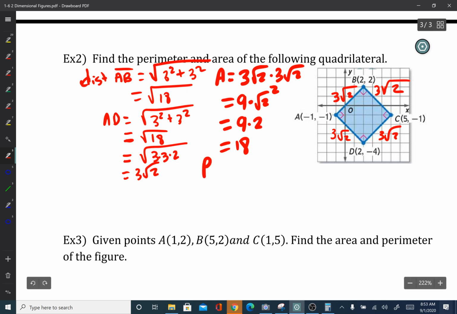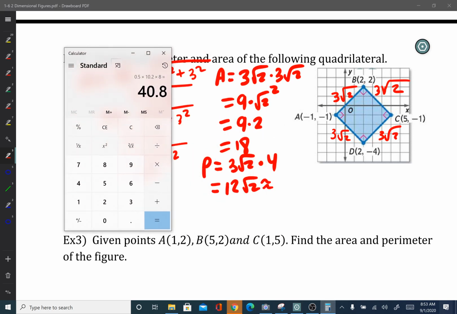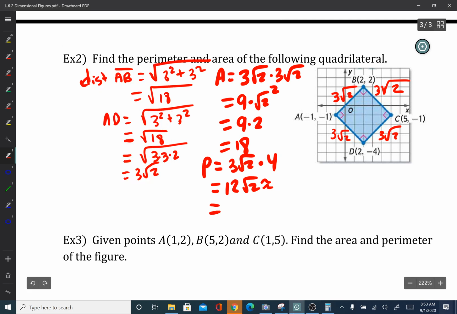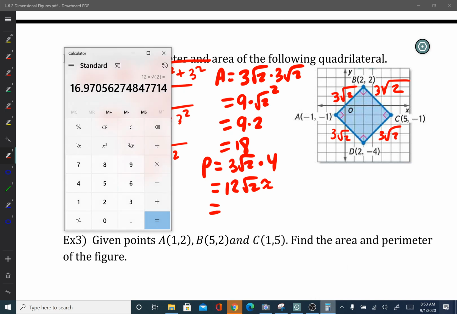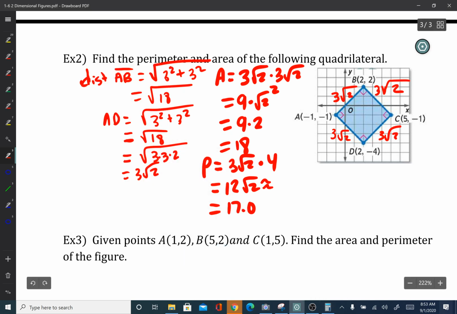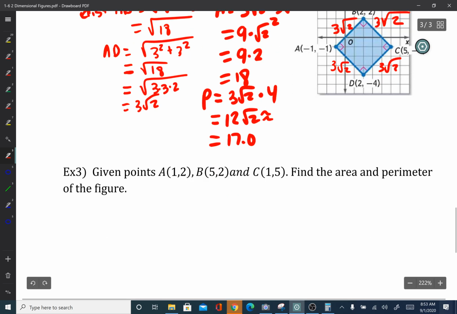To find the perimeter, you're going to do 3 root 2 times 4, right? Because there's 4 sides like that, which is 12 root 2. Now you got to be careful on your homework tonight. Do they want you to write it as a radical, or do they want you to approximate it? Because if they want you to approximate it, 12 times root 2 is 16.97. So call that 17.0 if you rounded it to the nearest tenth. Okay.